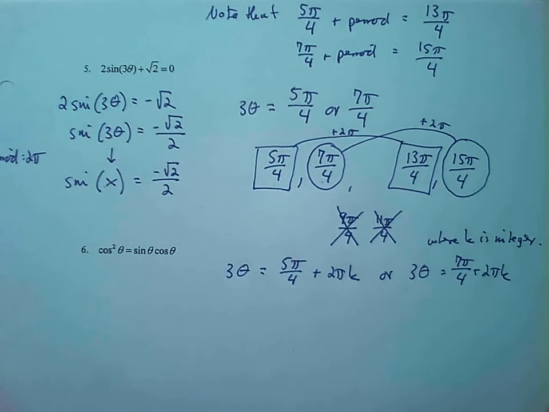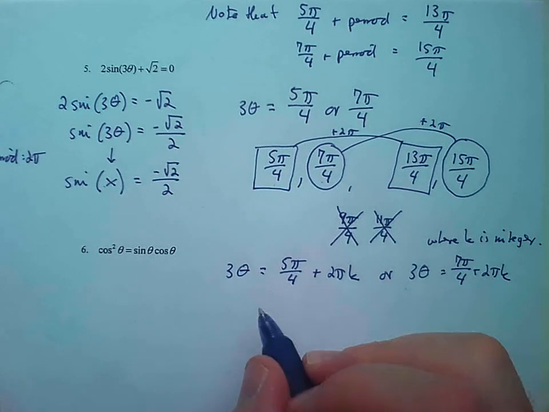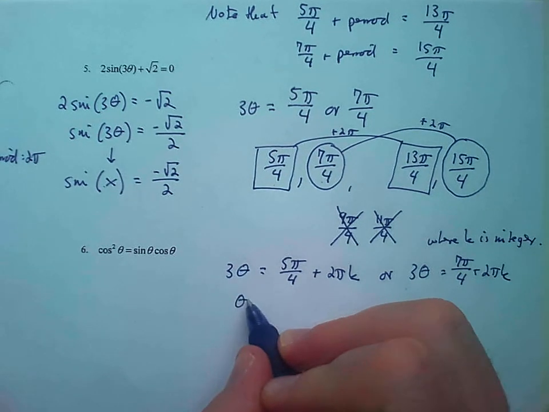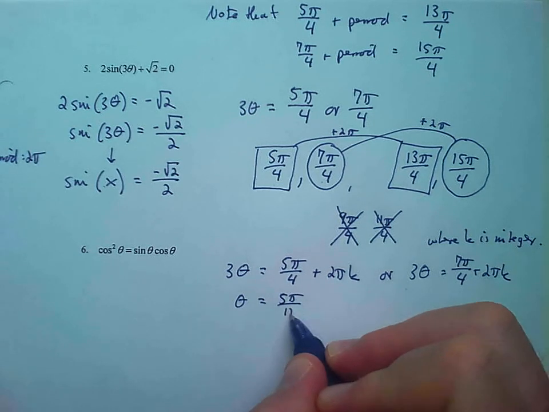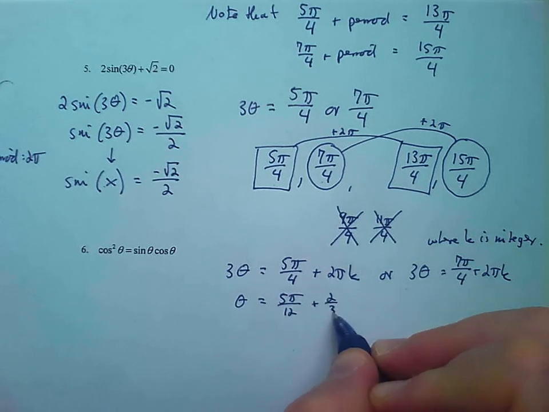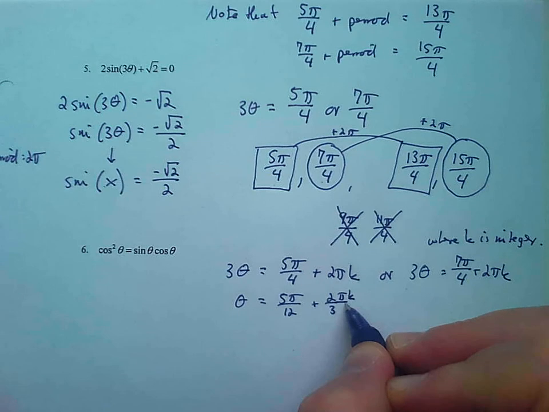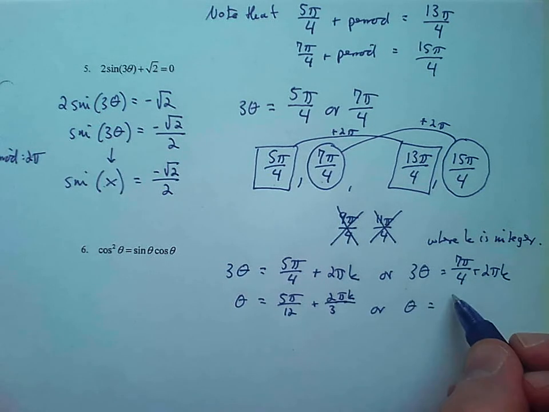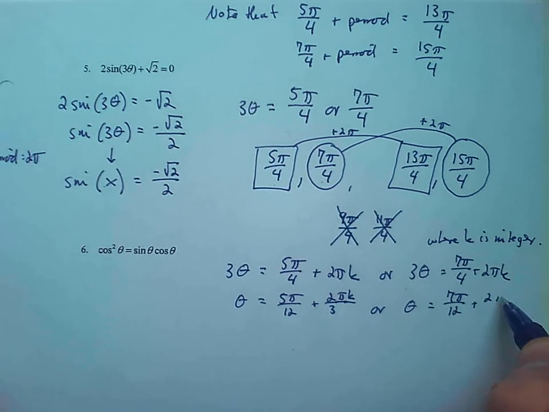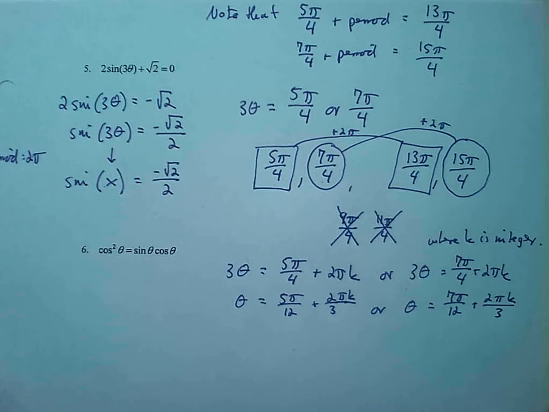But let's go ahead and solve this for theta. So therefore we're going to say that theta is equal to 5 pi over 12 plus 2/3 pi k, or theta is equal to 7 pi over 12 plus 2 pi k over 3. So I'm just dividing everything by 3 to solve exactly for theta. So this one was a little bit different.